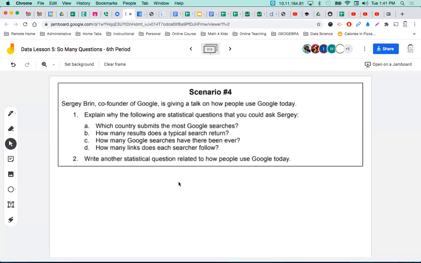So how many is the typical? I think that'd be a good question. I'm actually curious what the typical number would be, but I'm sure that's something they're keeping track of. How many Google searches have there been ever?